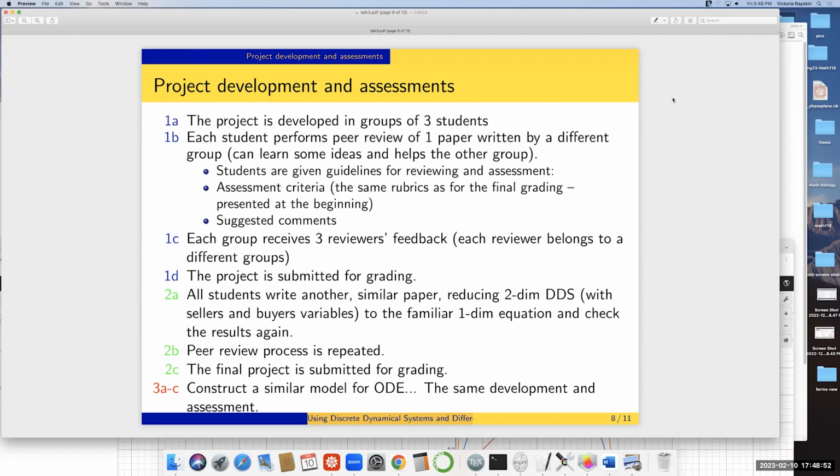Yeah, I have a question. So when you're doing the discrete dynamical systems, do you have them determine the stability of the equilibrium values using derivatives?